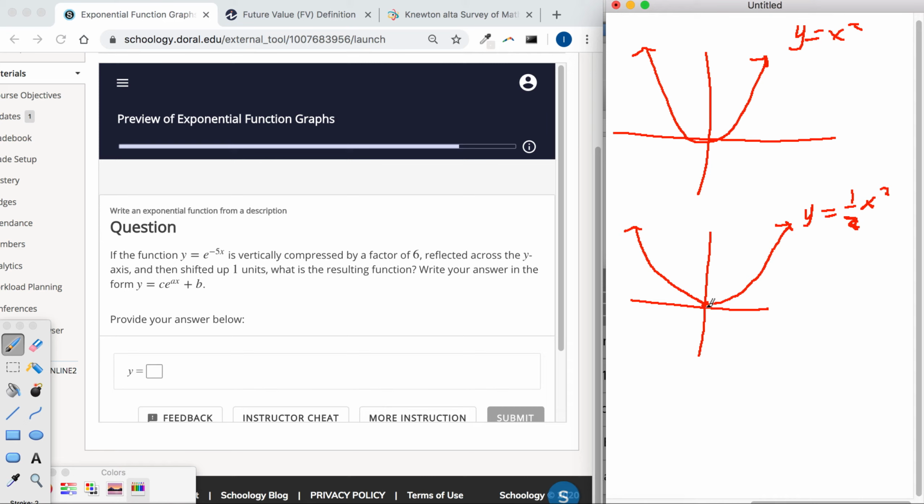And the reason why is, try testing some values in these functions. You'll see it takes longer on the x-axis to get higher on the y-axis with this graph. So it's vertically compressed by a factor of 6. That just means 1/6.